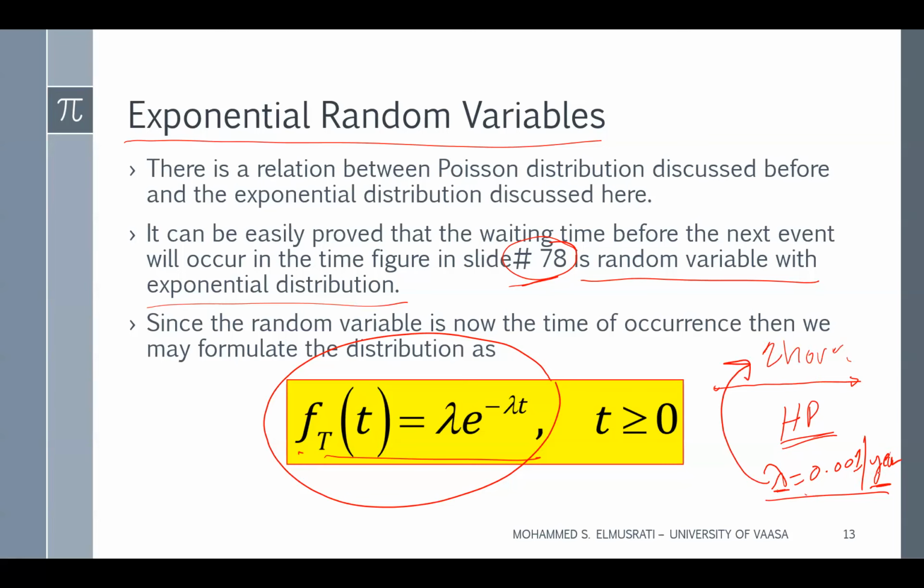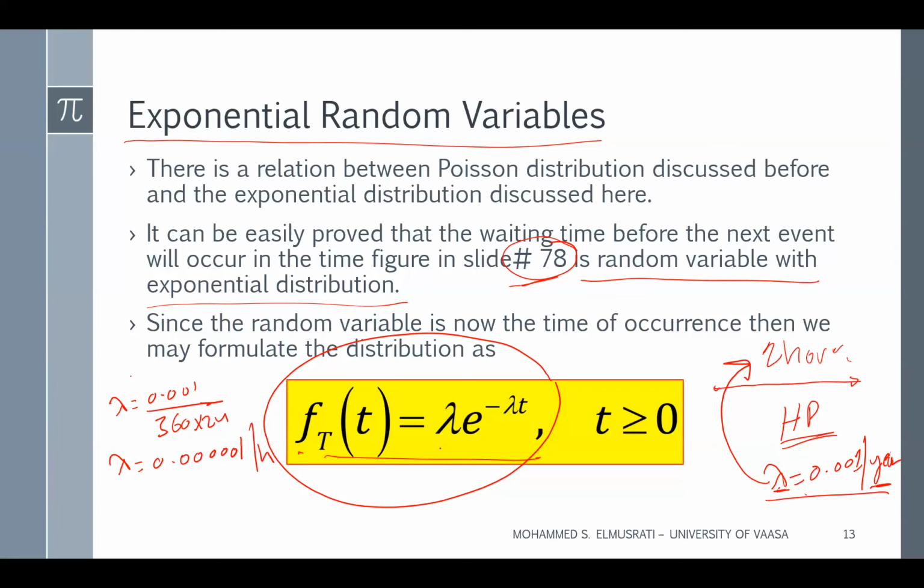Now if I convert this lambda to per hour, lambda, I said, is 0.001 per year. So I will divide this by how many hours are in the year. It will be 360 days times 24. I don't have a calculator beside me, but let's say, as an example, this will be some 0.00001 per hour. Now I have converted lambda into hour units.